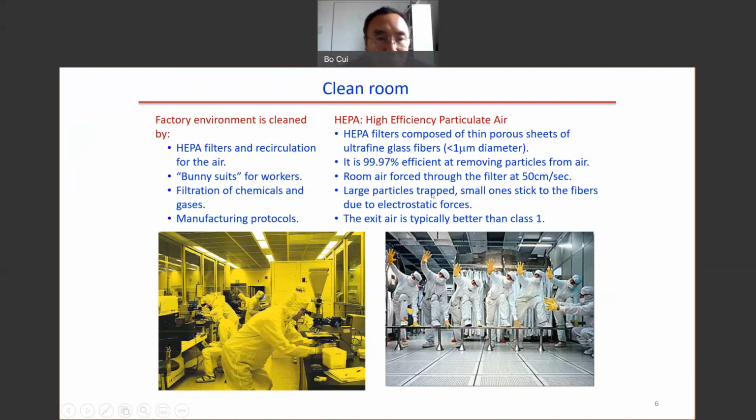A large particle is trapped. A small particle sticks to the fibers by the electrostatic forces. So the air coming out of this HEPA filter is better than class 1. We will look at class 1 later on. And for the workers, we wear the bunny suit, the gas and the chemicals are filtered, and we follow the manufacturing protocols.